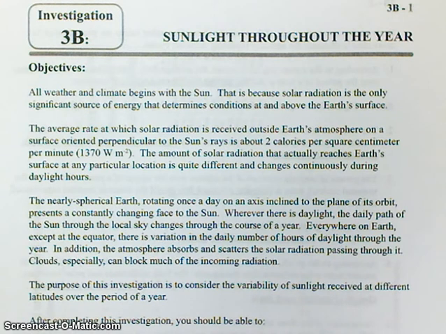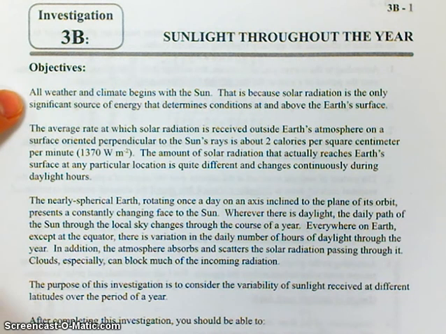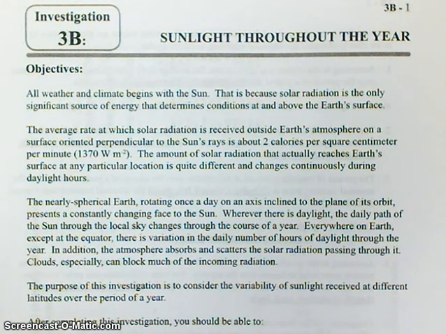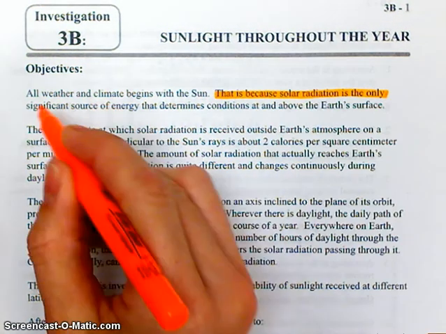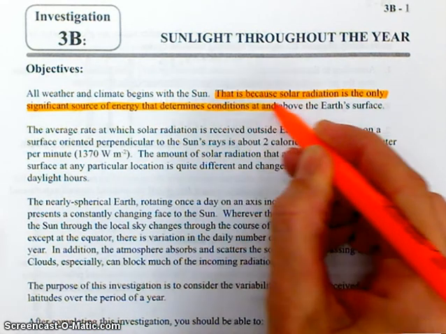But let's talk about sunlight throughout the year. First of all, we're going to go through the objectives. There's a couple of things I want to point out that are worthy of some highlighting. It says all weather and climate begins with the sun. That is because solar radiation is the only significant source of energy that determines conditions at and above the Earth's surface. So please take your highlighter, highlight that sentence.